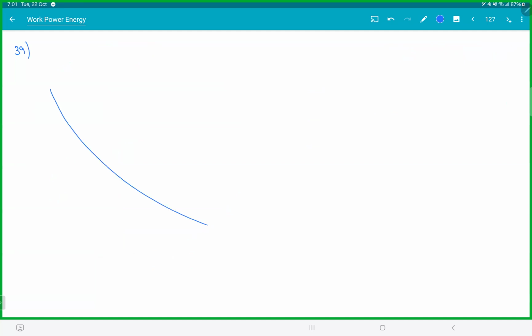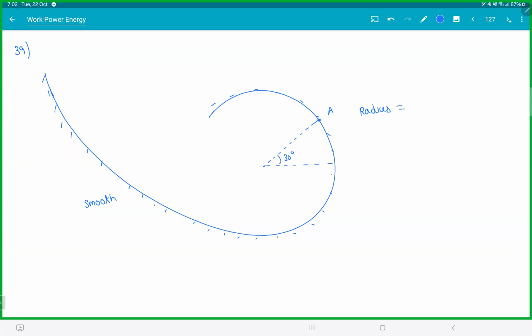So we have a circular track like this. If you ever played with that Hot Wheels car, it's a smooth surface. So we have a track of radius r. This is 30 degrees. Radius is r. We have a block of mass m released from rest.